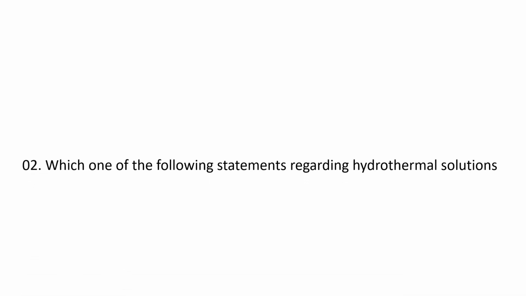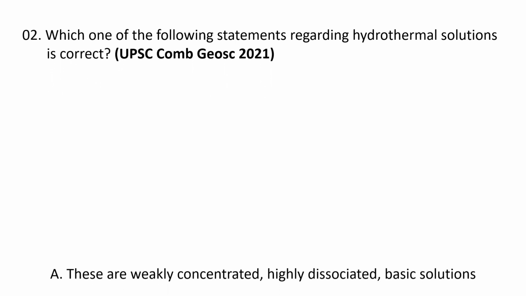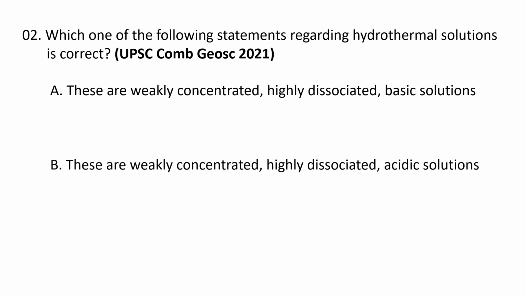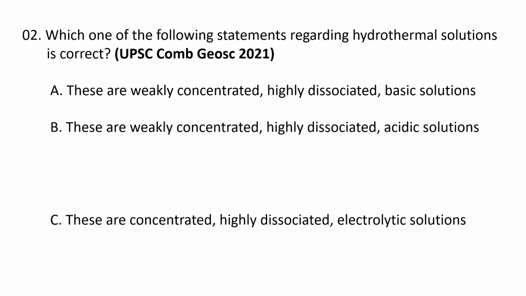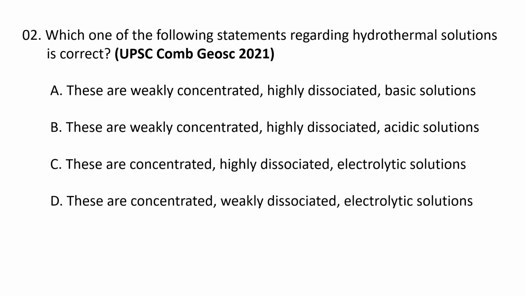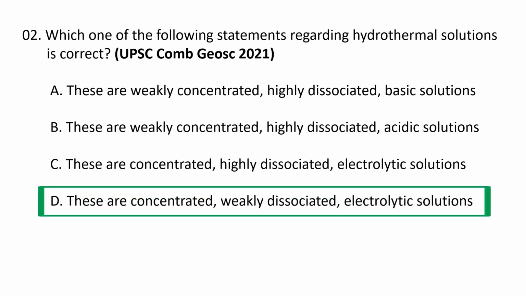Next question. Which one of the following statements regarding hydrothermal solutions is correct? A. These are weakly concentrated, highly dissociated basic solutions. B. These are weakly concentrated, highly dissociated acidic solutions. And C. These are concentrated, highly dissociated electrolytic solutions. And D. These are concentrated, weakly dissociated electrolytic solutions. So the correct option is, hydrothermal solutions are concentrated, they are weakly dissociated and electrolytic solutions. D is the correct option.